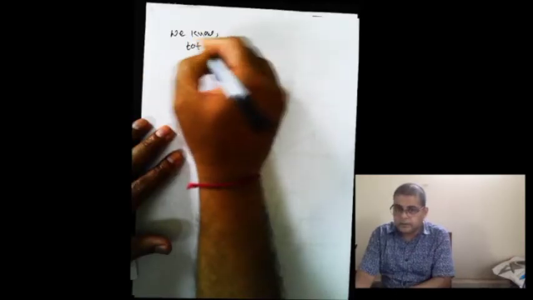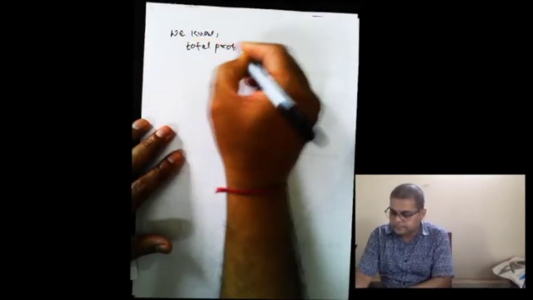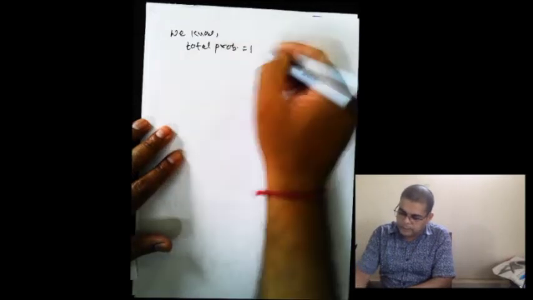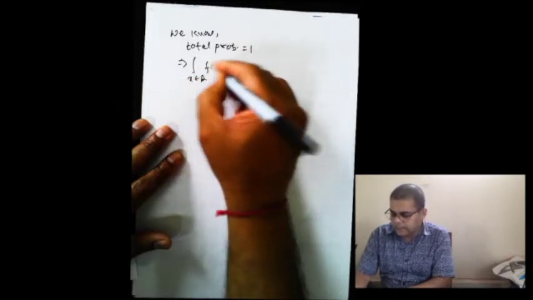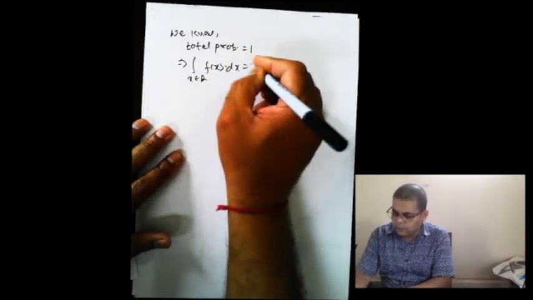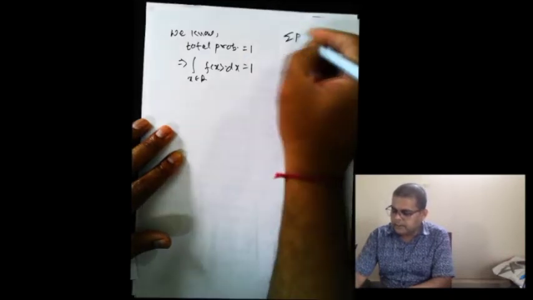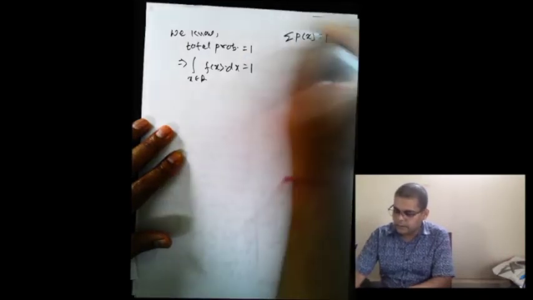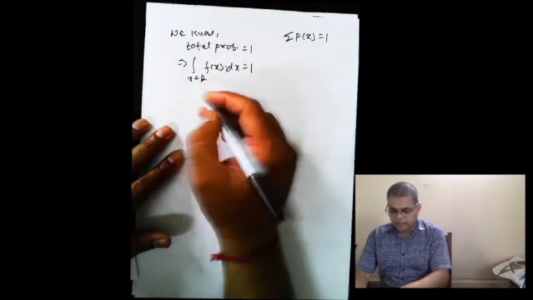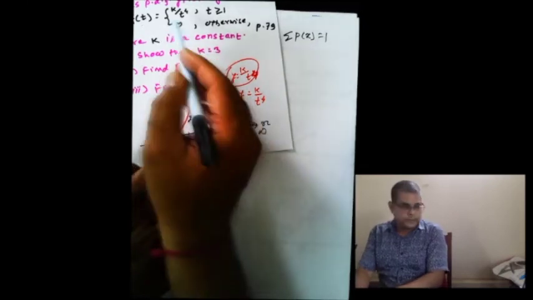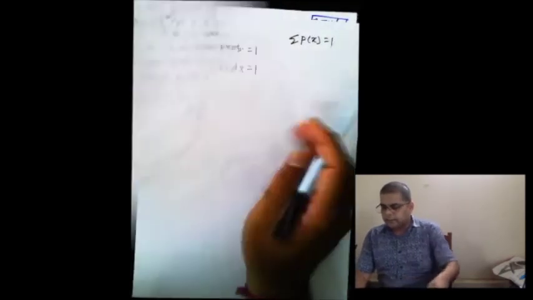So here you can see that we know that total probability is 1, and total probability is given as the integral over x belongs to R of f(x) dx equals 1. In the discrete case, you would write the summation of P(x) equals 1; here we write the integration sign in place of summation, and in place of P(x) we write f(x) dx. If you integrate the given curve over the entire defined area, that will give you the total probability.